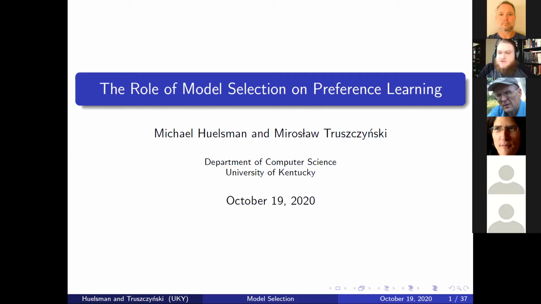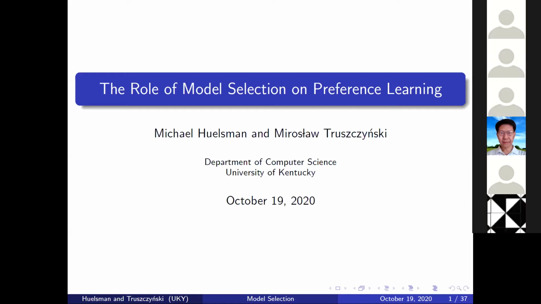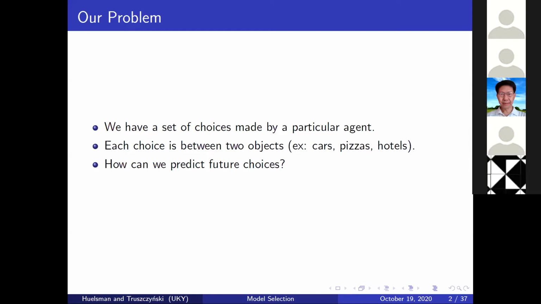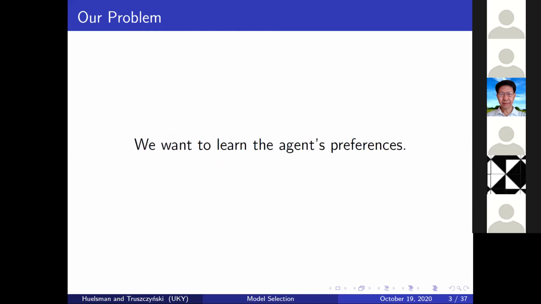Okay, so as Dr. Trzynski said, this is work that we did about the role of model selection on preference learning. So as a general overview, what kind of problem are we talking about? In our setting, we have a set of choices made by a particular agent. These choices are between two objects that are similar, so two cars, two pizzas, two hotels, something where preference comes into play. And what we want to do is be able to predict future choices. In other words, we want to learn the agent's preferences, right? That's really what we're looking at doing.